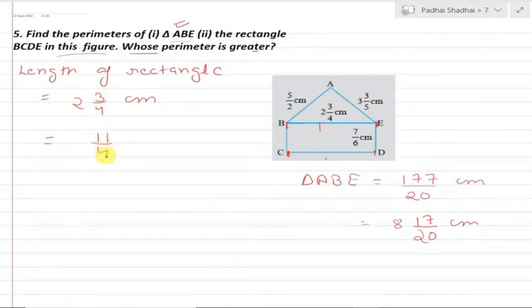So the length is 11 by 4 centimeter, and the breadth is given directly as an improper fraction. BC or ED, both are considered as breadth, and that answer is 7 by 6 centimeter. BC and ED both are considered as breadth, and the answer is 7 by 6 centimeter.